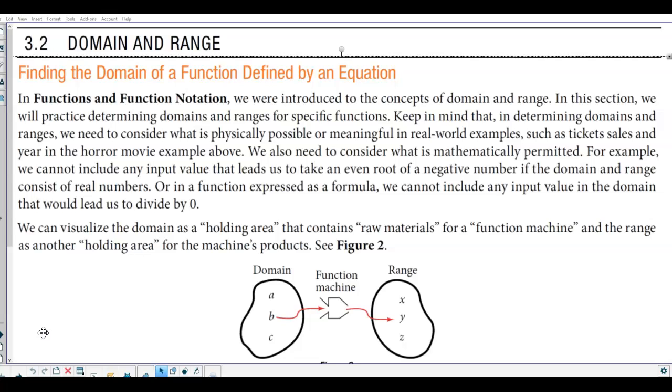So, for example, we cannot include any point value that leads us to take an even root of a negative number if the domain and range consist of real numbers, or in a function expressed as a formula. We cannot include any input value in a domain that would lead us to divide by 0.